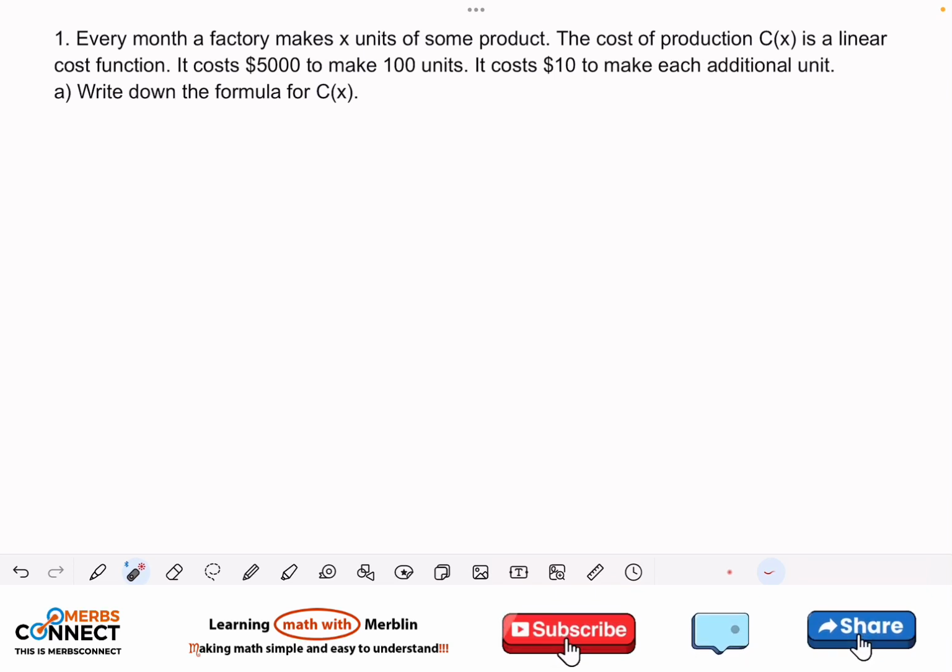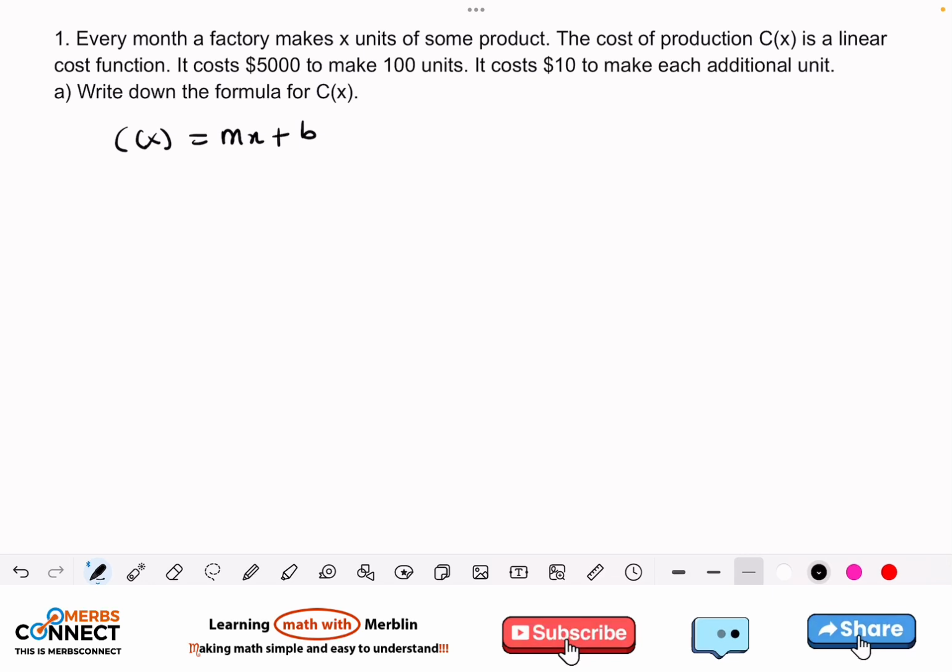So every month a factory makes x units of a product. The cost of the product, C(x), is a linear cost function. So what is a linear cost function? C(x) equals mx plus b. Good, so this is the linear cost function.